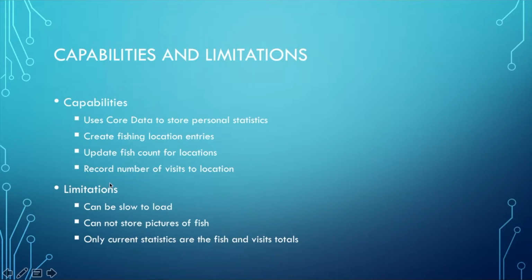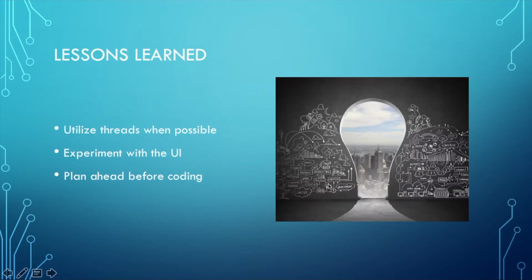Some of the limitations that my application has: sometimes it can be kind of slow, and I had originally planned to be able to store pictures of any fish caught at your fishing locations, but that was more complicated than I thought and has not been implemented yet. But I plan to. And the last limitation is that the only statistics that I currently have are the fish counts and the visit counts, and I want to also expand that in the future to show some more interesting statistics.